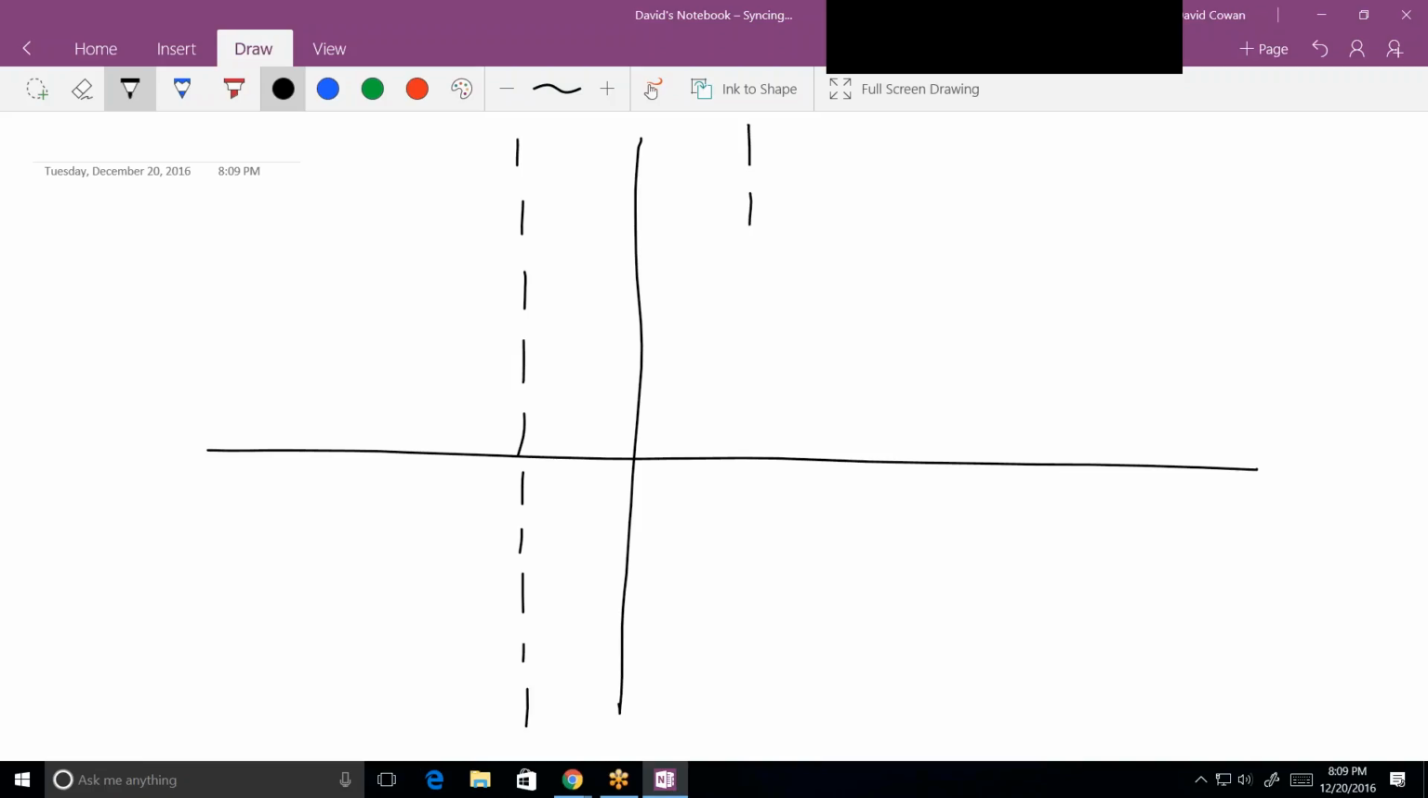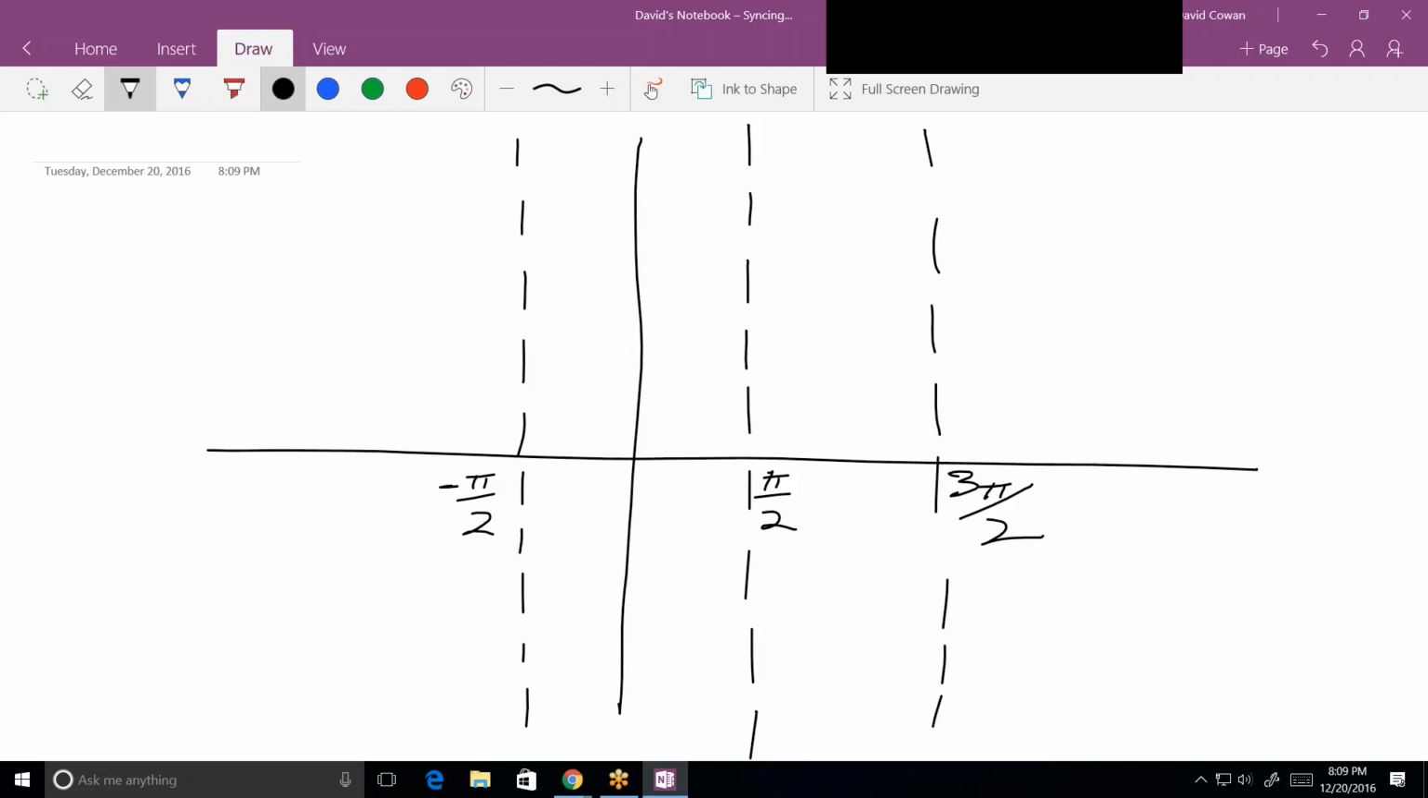Remember what that is from precalculus? Those vertical asymptotes occur at minus pi over 2, at plus pi over 2, and at every multiple of pi after that. In other words, 3 pi over 2, and so forth. And what does the curve look like?